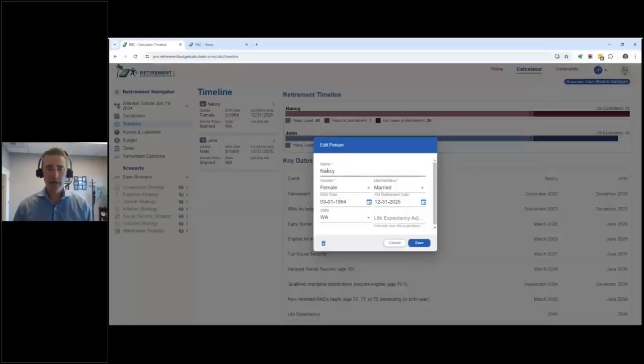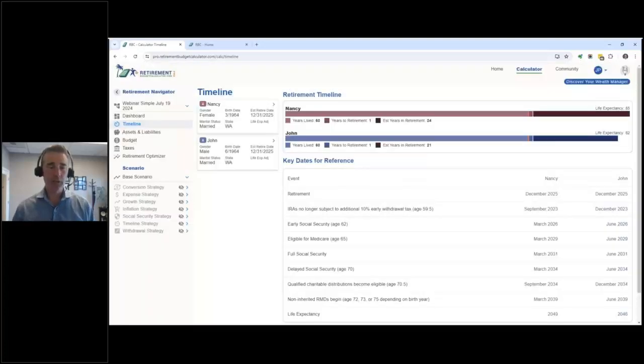So we've got Nancy, she's married. Her birthday is March 1st, 1964. She's planning to retire on December 31st, 2025. She lives in Washington. And we're not going to make a life expectancy adjustment for her at this point. But if you wanted to say, hey, let's not use the Social Security mortality tables, let's assume everybody in Nancy's family lives to 92, you could put that in there if you wanted to.